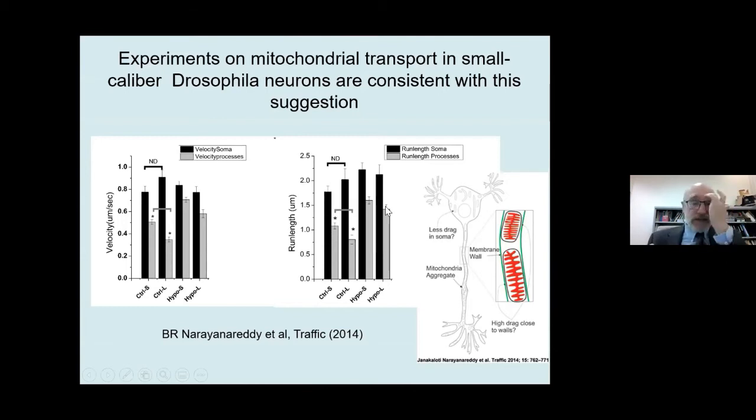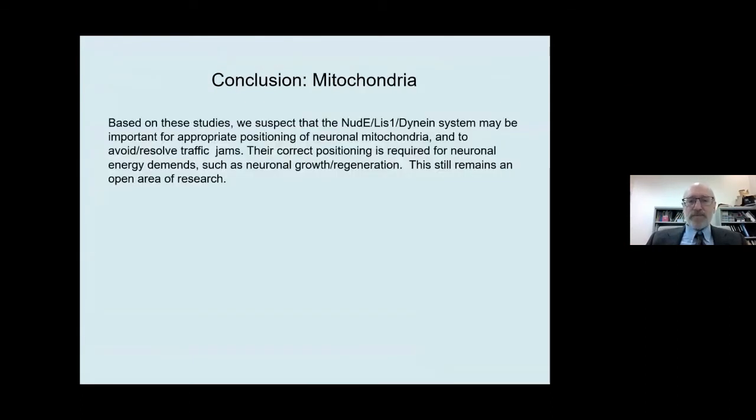So both of these suggest that there's significant drag on the mitochondria from the walls of the axon, and that this may be relevant. And there are also traffic jams that occur where the mitochondria get stuck at particular places in these confined spaces. And we think that the NudE Lis1 dynein system may be important to resolve these traffic jams and allow the mitochondria enough force production to get out of that region. And that's, again, speculation, but it seems likely.